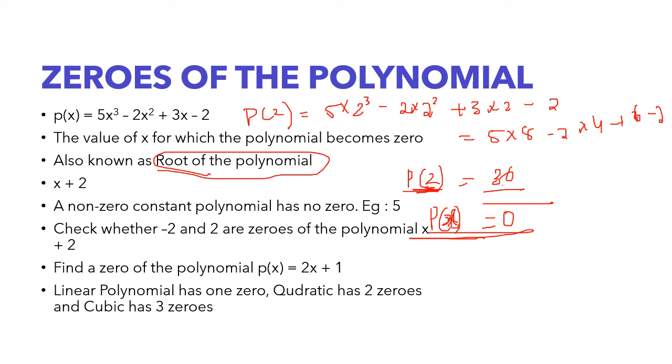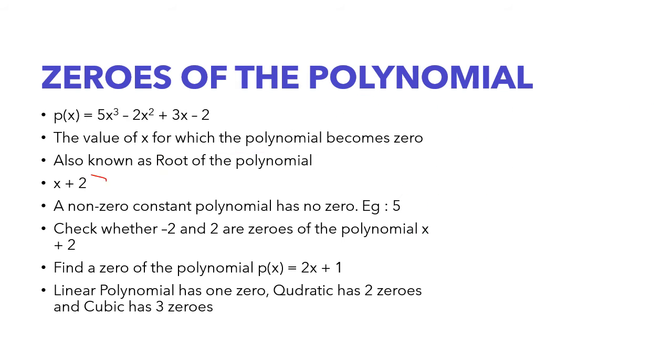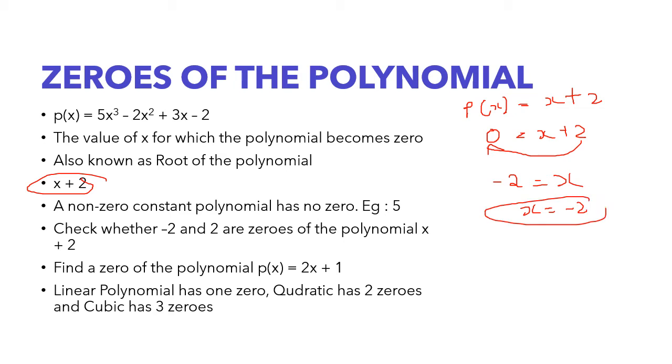This zero of the polynomial is also known as the root of the polynomial. Let's take a simpler example over here. I'm giving p of x is equal to x plus 2. If we want to find the zero of the polynomial, the first thing we will be doing is equating this p of x to 0, because we have to find the value of x when the polynomial is 0, right? Zero of the polynomial means the value of x when the polynomial is 0. So 0 is equal to x plus 2, and bring this 2 to this side to get the value of x. It is equal to minus 2. So x is equal to minus 2 when the polynomial becomes 0, which means the zero of the polynomial is minus 2.